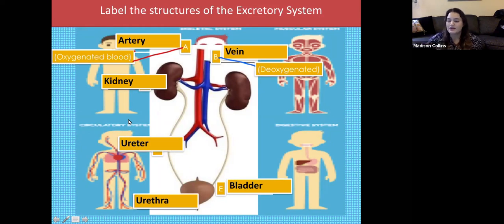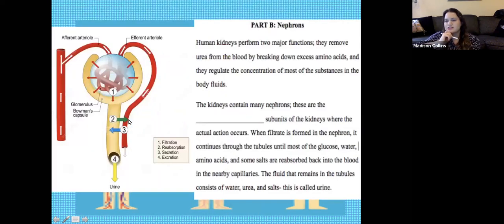Now, yesterday I mentioned something called a nephron in relation to the kidney, but we didn't talk a lot about what actually is a nephron. So today we're going to talk a little bit more about that. But the first thing we need to do is read this passage. So follow along with me as I read through this passage.